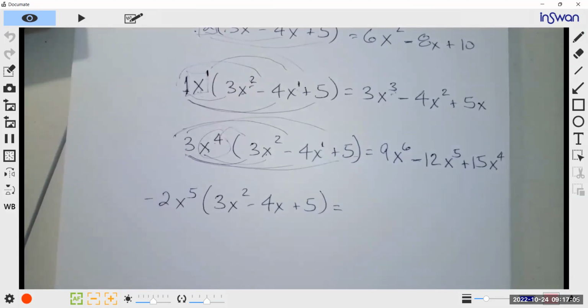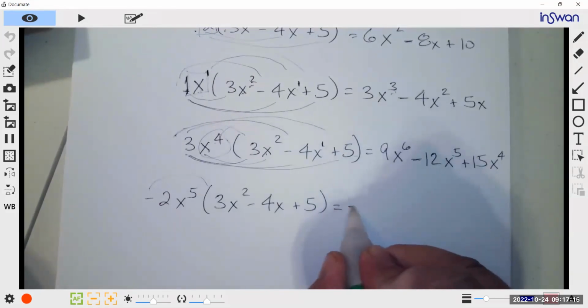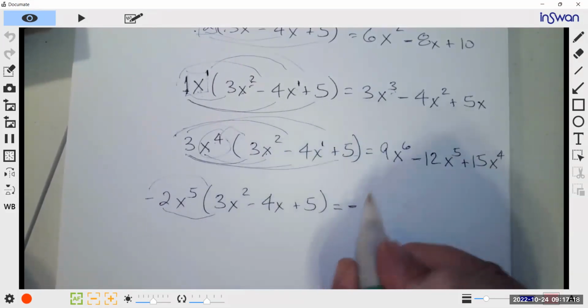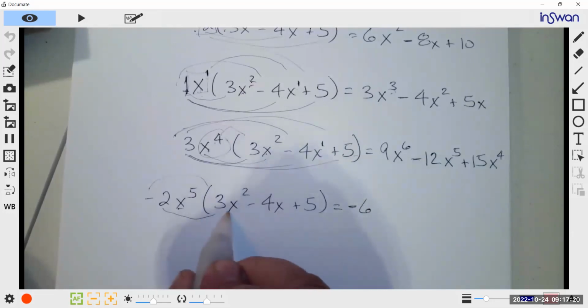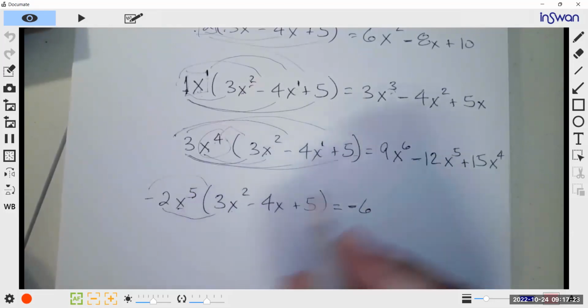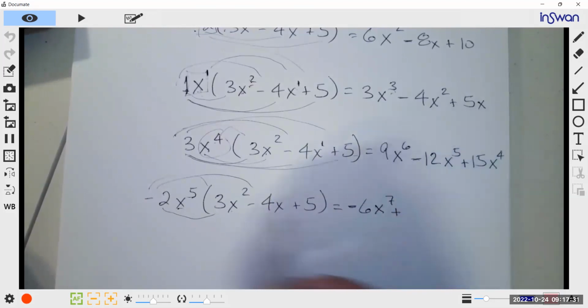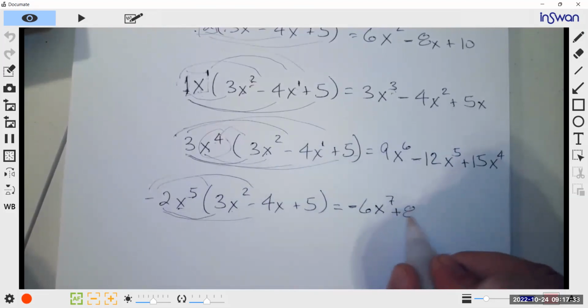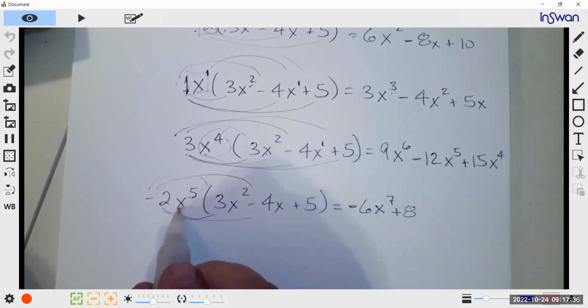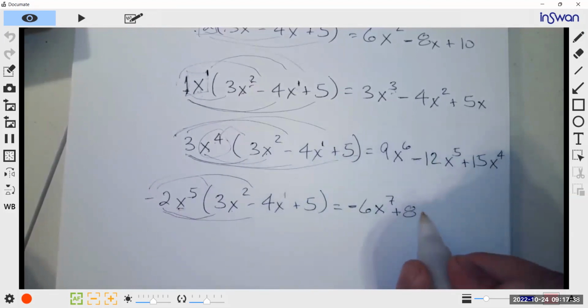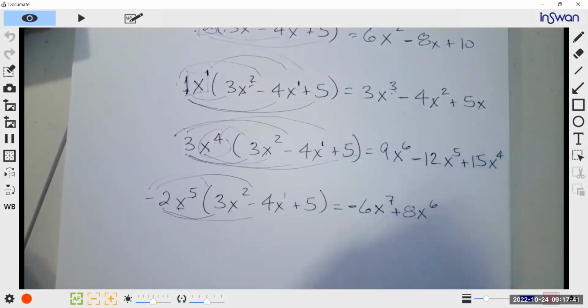Let's try it with a negative coefficient. So negative times positive is negative. 2 times 3 is 6. They're the same bases, they're both x's. So I have 5 here, plus add 2 more. So I have 7. Negative times negative is a positive. 2 times 4 is 8. I have 5 x's here. I have 1 x there. So 5 plus 1, I have 6 x's.